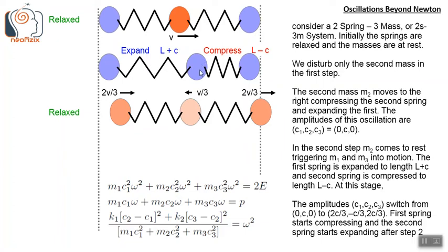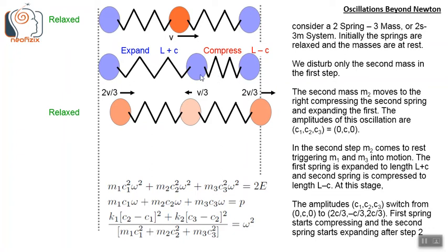The amplitudes of this oscillation are C1, C2, C3 equals 0, C, 0. So it indicates M1 and M3 are at rest, only M2 is moving and it has some amplitude C. In the second step, M2 comes to rest after the second spring has got compressed and the first has got expanded. All the energy gets stored in these compressed and expanded springs. M2 comes to rest, and the first spring is expanded to length L plus C, and the second spring is compressed to length L minus C at this stage.